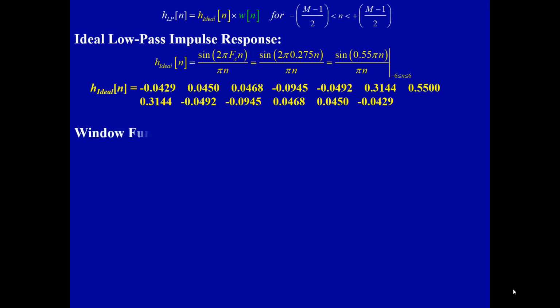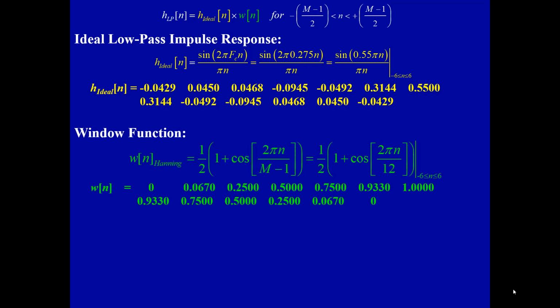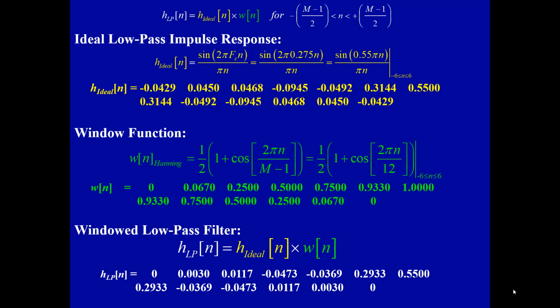We're going to multiply that by the Hamming window function, which is given by 1/2 of the quantity 1 plus cosine 2 pi n over M minus 1, using M equals 13, plugging in again n values from -6 to +6. We get this collection of 13 sample values for the window function. Multiplying those two together, the window function sample values by the impulse response sample values, we get the windowed low-pass filter impulse response for the filter that we're designing.